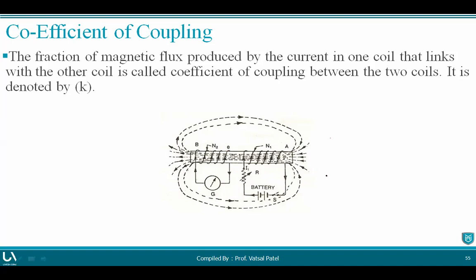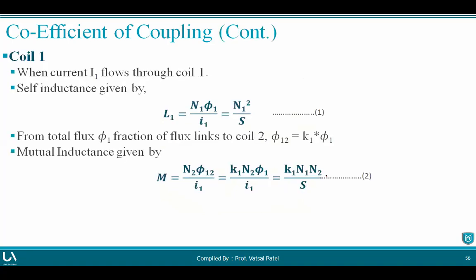So now if we go ahead with this, you can see in coil 1, when the current I1 is flowing through coil 1, self-inductance will be there. It is equal to what?